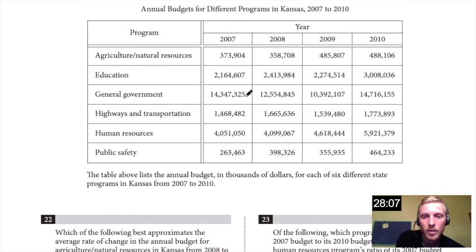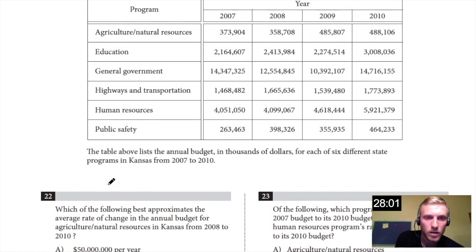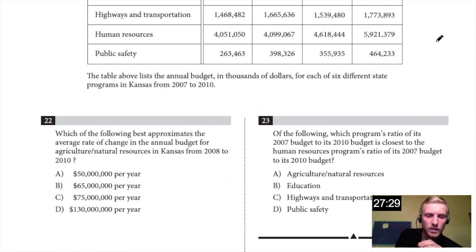Okay, so we want to know, and it's in dollars. Yes, all of our answers are in dollars. So agriculture and natural resources, that is this row here. So 2008 to 2010, I'm going to approximate a little bit. 488 minus 358 is going to be equal to 130. And the change occurred twice, 2008 to 9 and 9 to 10. So 130,000 divided by 2 should just be 65,000 per year. Okay, answer B.